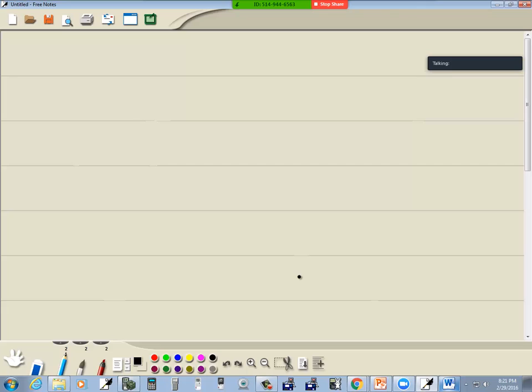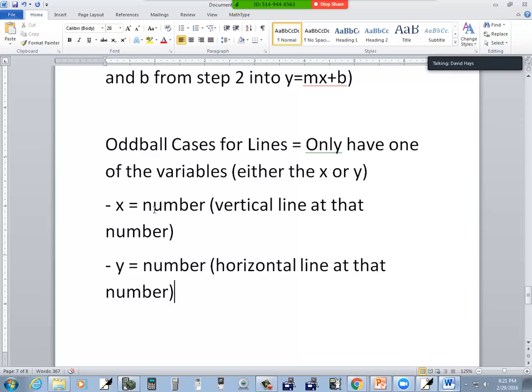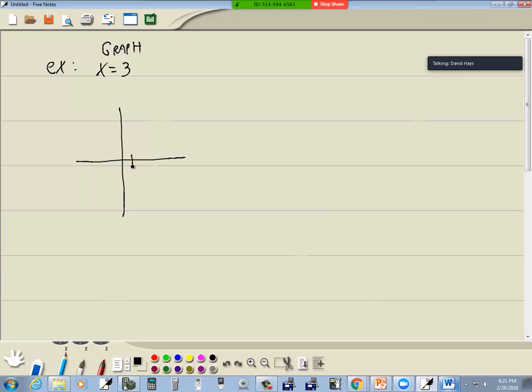For example, if I have x is equal to 3 for a problem, I want to graph it. If you try to go through the steps I gave you, none of them will work. But this is an oddball case because there's only one of the variables. And we said if we have x is equal to a number, it's going to be a vertical line at that number. So I'm going to go to where my x is equal to 3, and I draw a vertical line. And that'd be our graph.